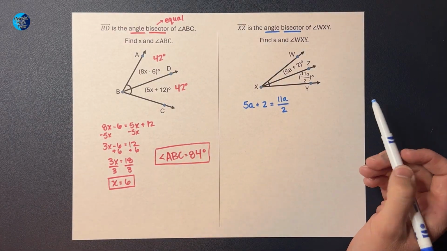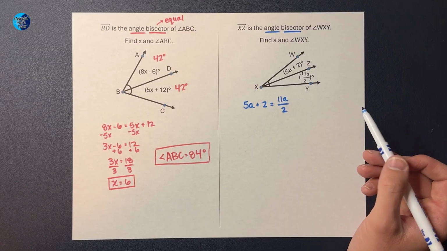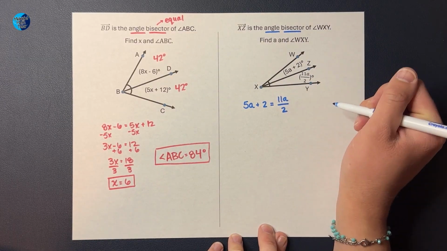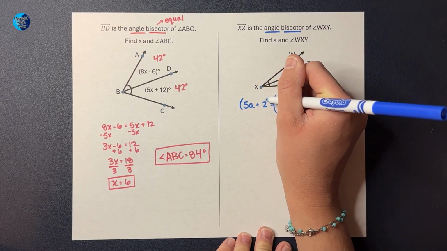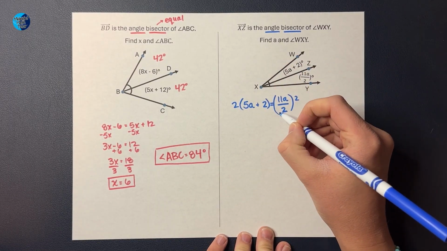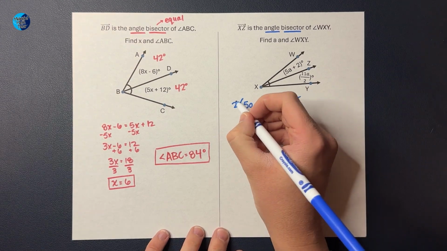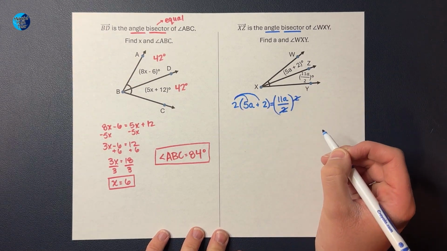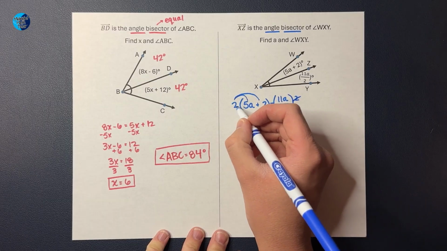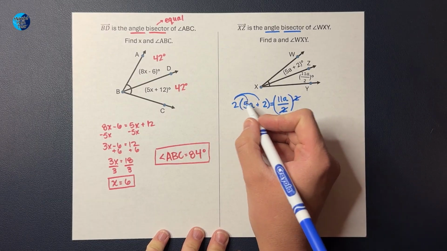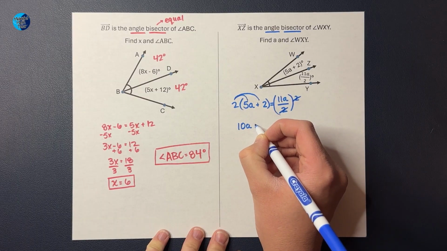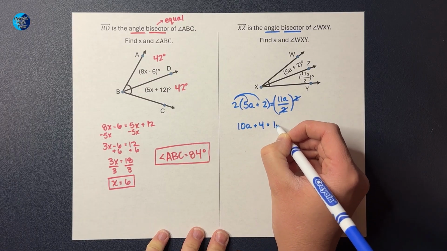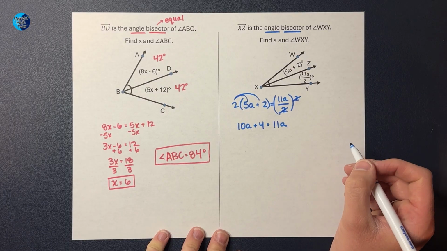All right. Now I'm just solving for A. So I want to get rid of this divide by 2. So I'm going to multiply both sides by 2, which causes these to cancel. And I'm going to distribute this 2 to both of those factors. So I've got 2 times 5A, which will give me 10A. 2 times 2, which is 4. And this is equal to 11A.